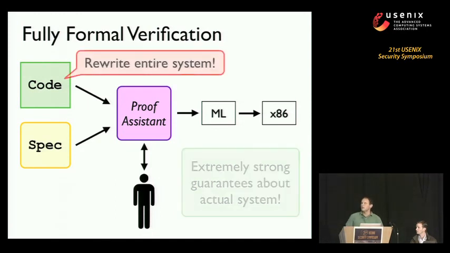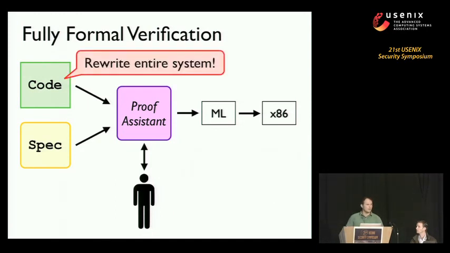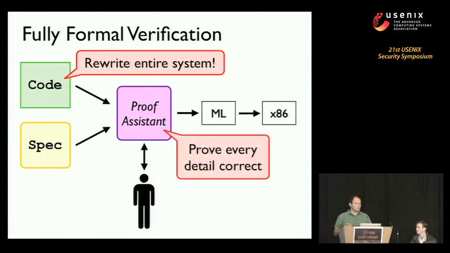But again, the downside is you have to throw away everything and write it from scratch. And with a big system, the proof effort is proportional to the size of the system. So then we need to reason about this huge code base. It's non-trivial.